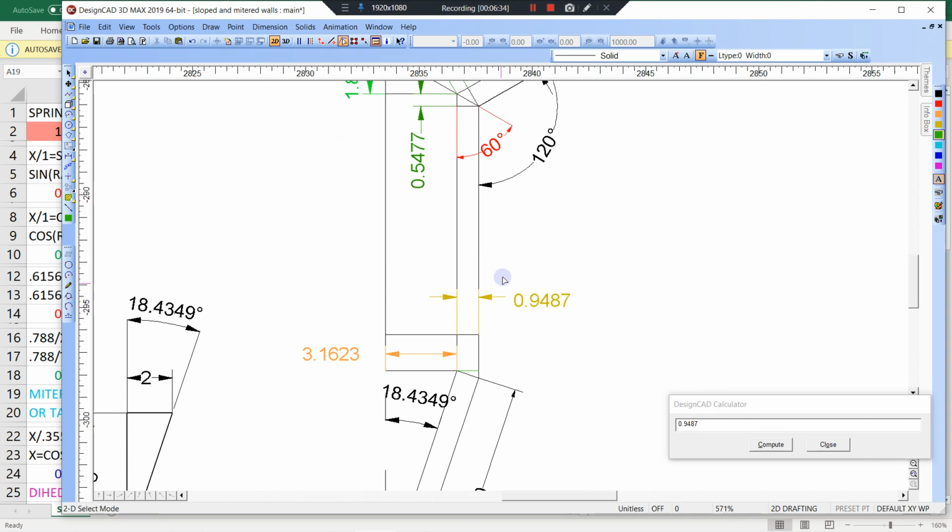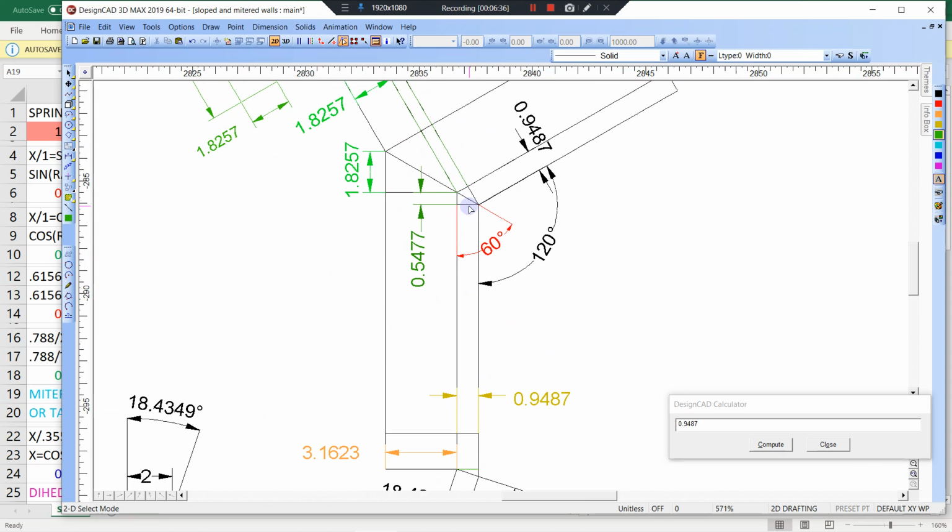And then we move those up to here. That dimension there is the 0.9487. This dimension here is the 3.1623 right there. So we know this angle is 60 right there, and that's also 60. So we know this is 3.16 over x. We don't know this one yet. So this is x. So 3.16 over x is equal to the tangent of 60.